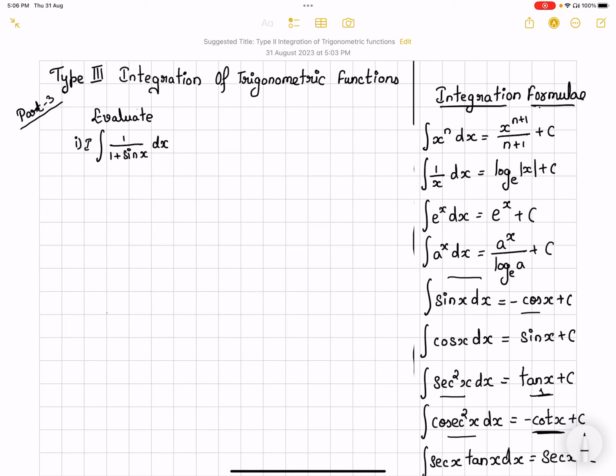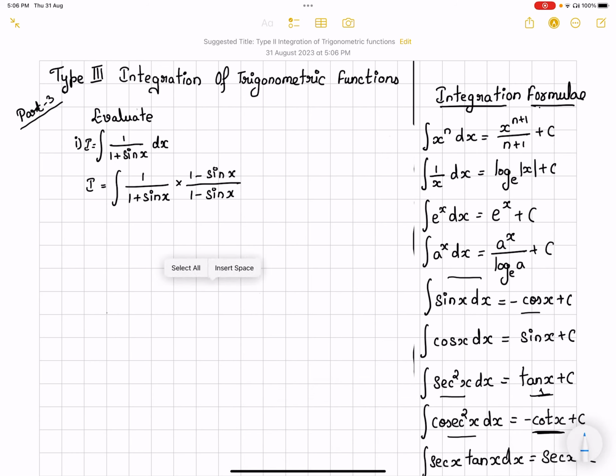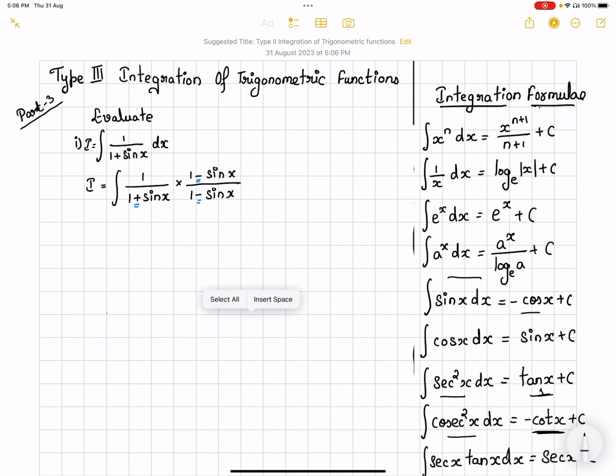So let me just consider this to be equal to I, and then what I would be doing is I is equal to integral 1 by 1 plus sin x, and then into 1 minus sin x divided by 1 minus sin x. If my denominator has a plus sign, what I mean to say is if I have a plus sign here, that would be getting changed to minus here in both the places. That's how the rationalizing works. Other terms would remain as they are. So in rationalizing, we would be doing it using this format.